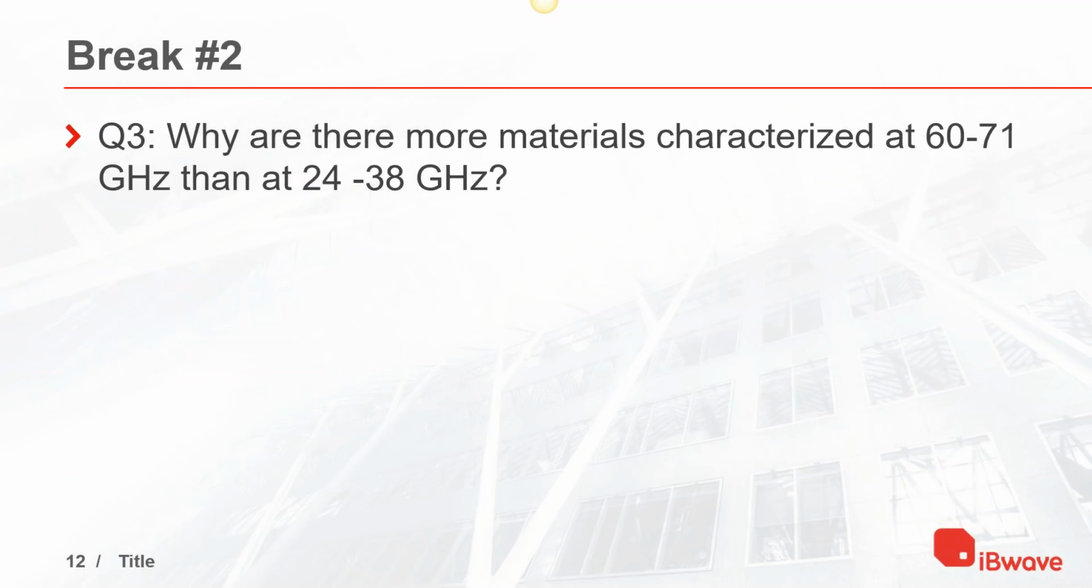Okay, let's go to a question. Why are there more materials characterized at 60 to 71 gigahertz than at 24 to 38 gigahertz?